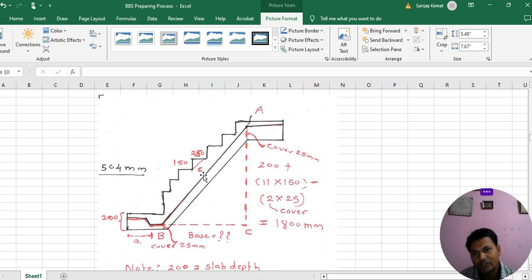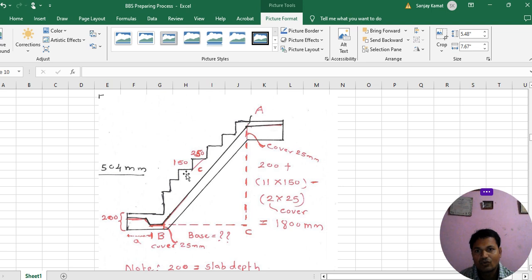So what is possible here? To calculate here, you have to keep in mind that this is the clear cover, 25 mm, and between this, how much is this? This is another triangle, BAC. Here this is 90 degrees, and this is the base BC. BC is your base.